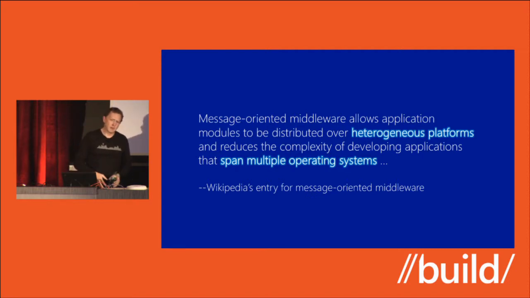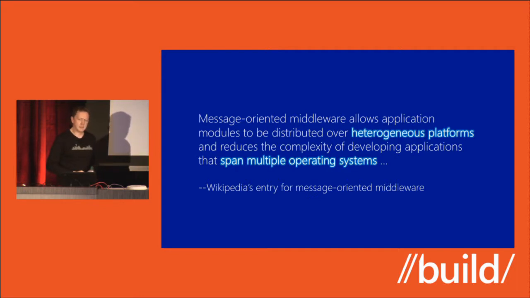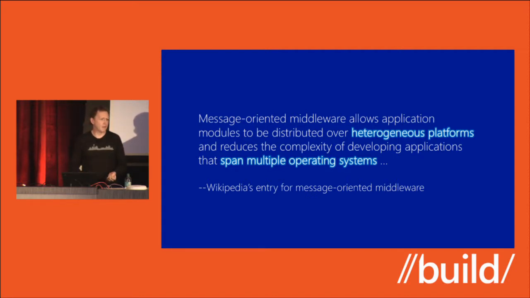But traditionally, message-oriented middleware has been as much about that as integration. So this is a definition that I just pulled from Wikipedia, and you can see how it talks about modules being distributed over heterogeneous platforms and applications that are spanning multiple operating systems. So this integration aspect is something that's inherent in the notion of message-oriented middleware. So traditionally, the way this has been achieved is that a vendor would write client libraries for the different platforms that their customers want to use.